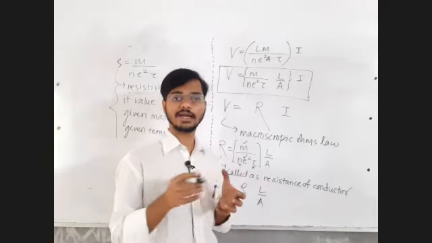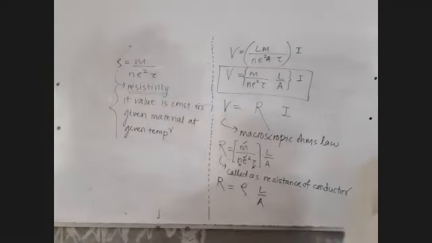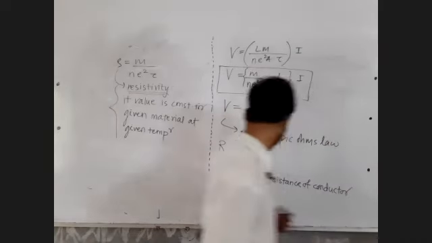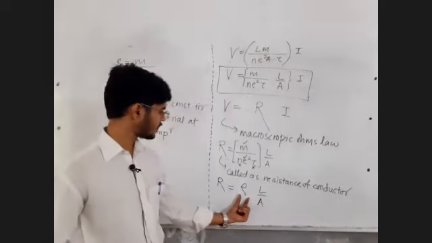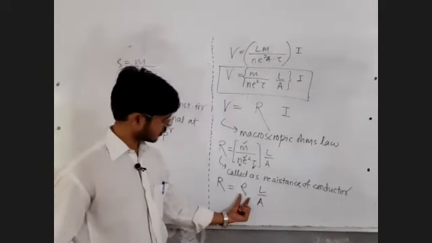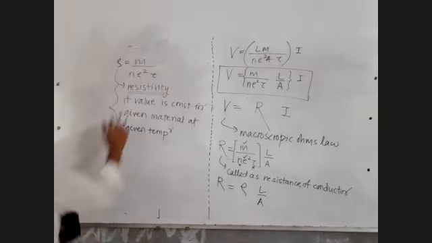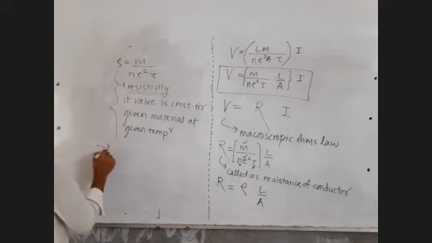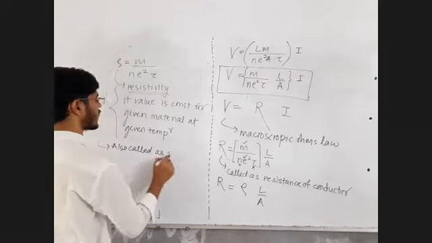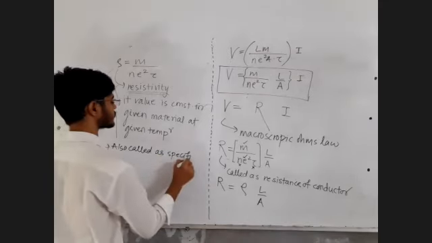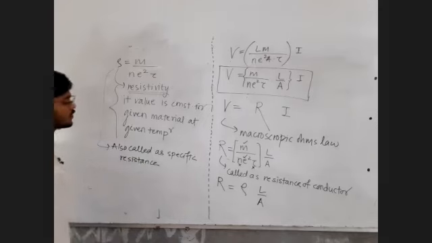In that case we say that dielectric breakdown. So for high values of electric field, this resistivity will depend on the electric field also, but for low values of electric field I will write this resistivity only as a property of conductor at given temperature. It is also called specific resistance.